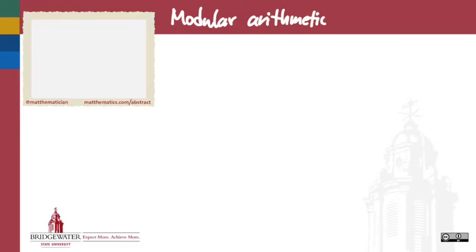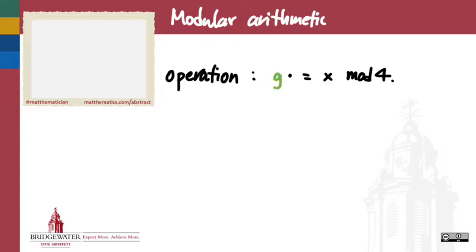All right, so what I mean by modular arithmetic is that I want the operation in my group to be either addition or multiplication of integers, but not just integers ordinarily. Let's take multiplication as our example. Multiplication mod 4, just as an example. So in other words, this operation is going to take two numbers, g and h, and then it's going to form the product g times h mod 4.